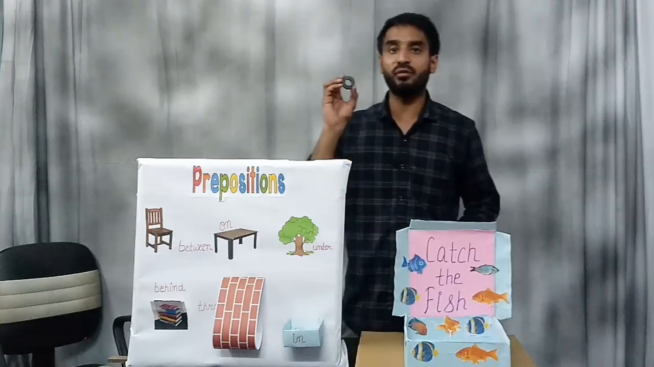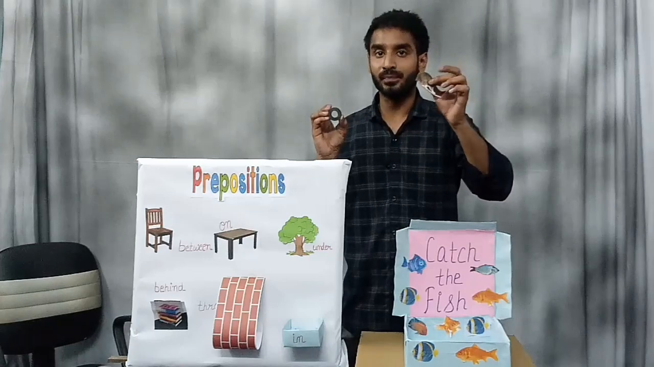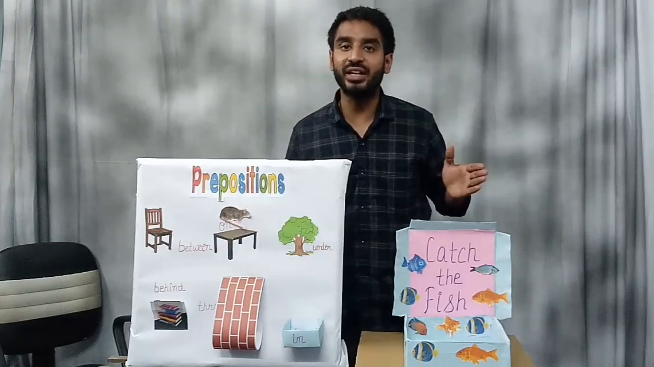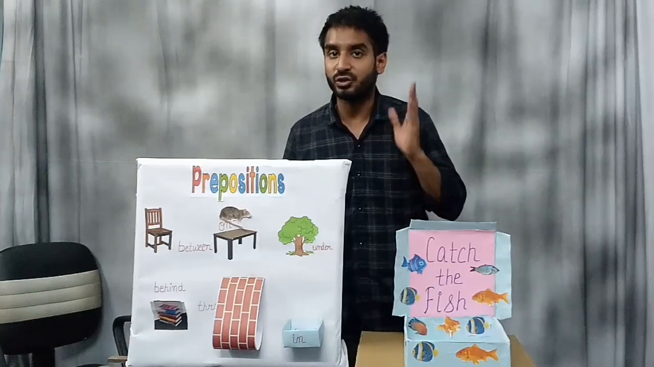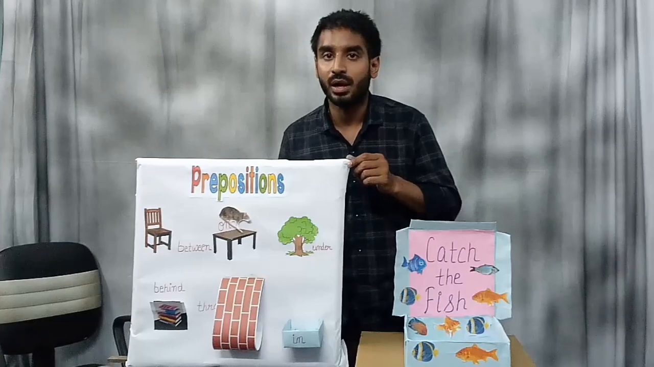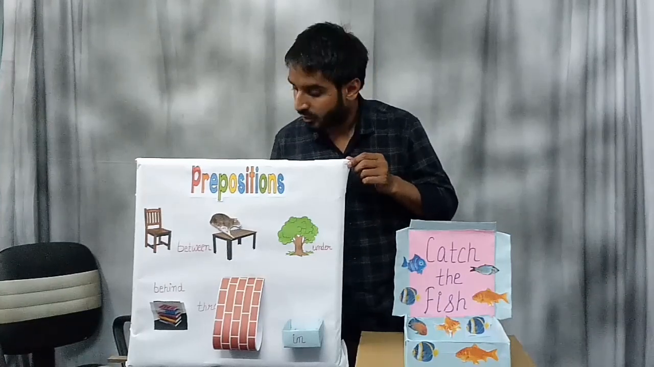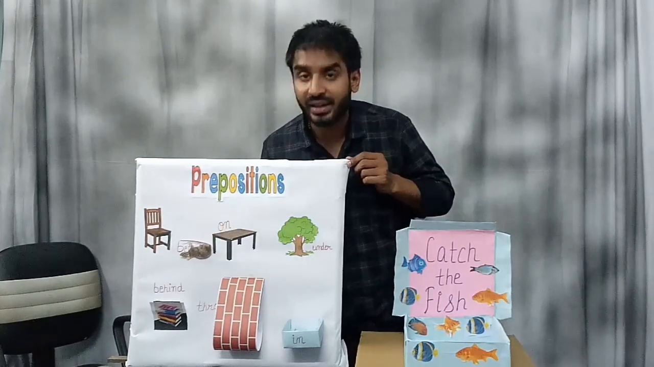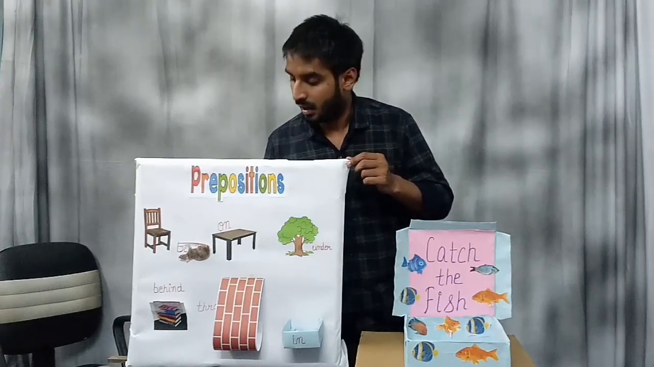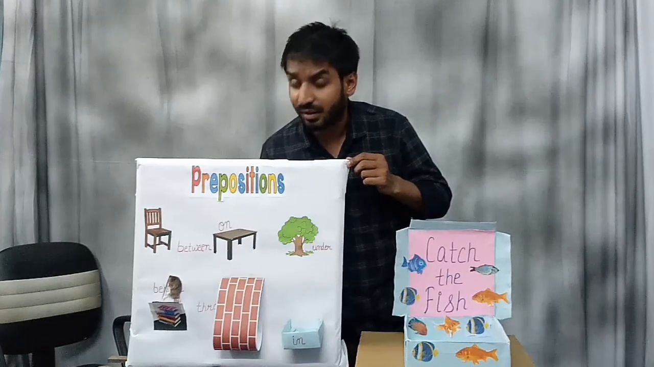So I have a magnet in one hand and a rat in the other. I'll put this rat here and I'll ask the students, where is the rat? And students will respond, the rat is on the table. I'll move this rat and ask again, where is the rat? They'll say, the rat is between the table and the chair. I'll move it again, where is the rat?